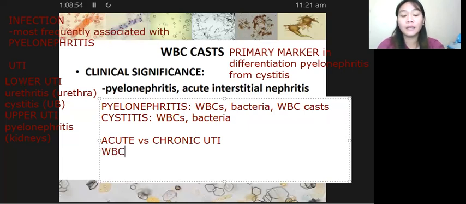And that would be the presence of WBC clumps. Okay, so ma'am, bakit mo naman dito pinasok yung WBC clumps na yan? Kasi class, katulad ng RBC casts, you have to be able to distinguish your WBC casts from your WBC clumps. Okay? Kasi ang WBC clumps po natin, this indicates acute UTI.